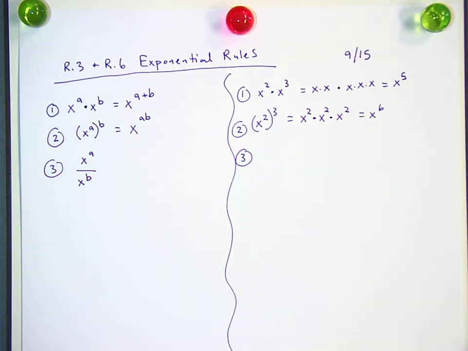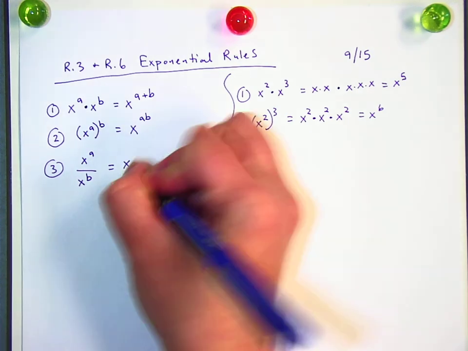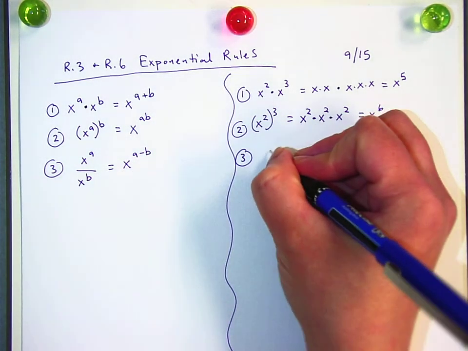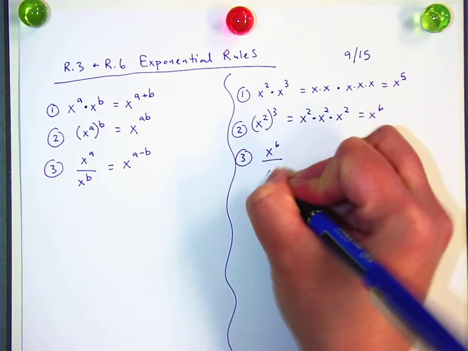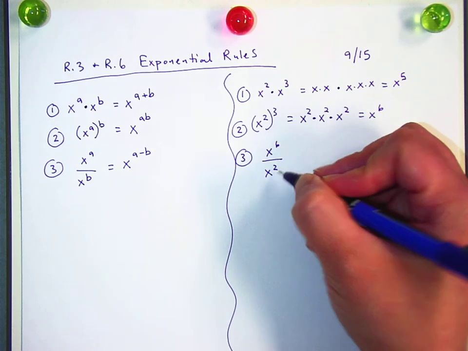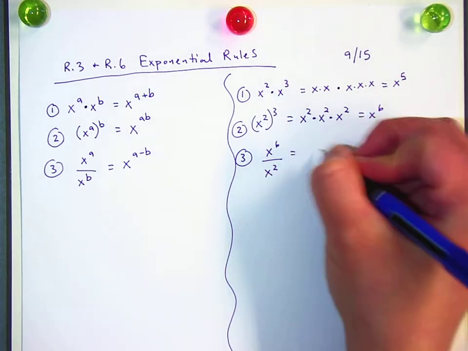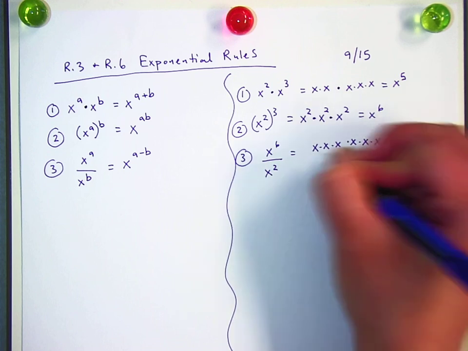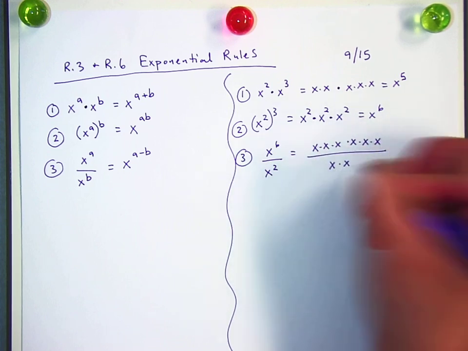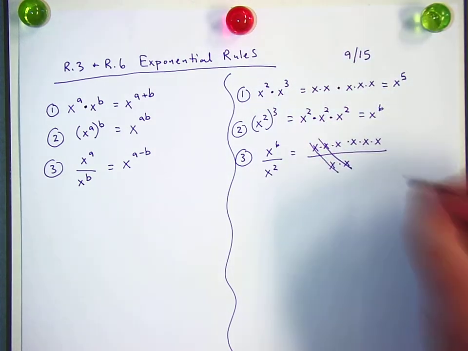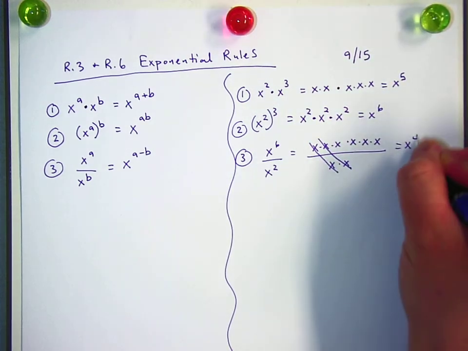Sometimes. All right, x to the a over x to the b. For that one, you end up subtracting the exponents. For example, if I had x to the 6th divided by x squared, you don't just divide the exponents, so it wouldn't be x to the third. It would be x times x times x times x times x on the top, and x times x on the bottom. If we start canceling stuff out, we end up with x to the 4th left. So that's why that one works.